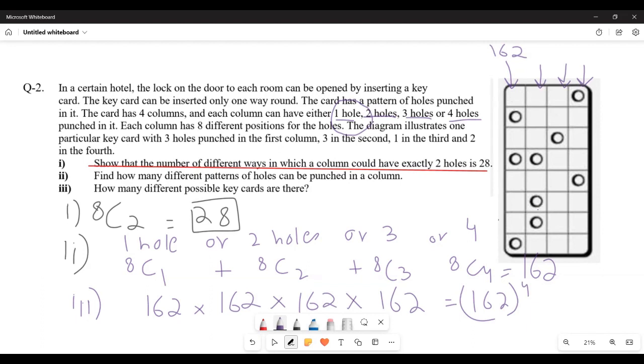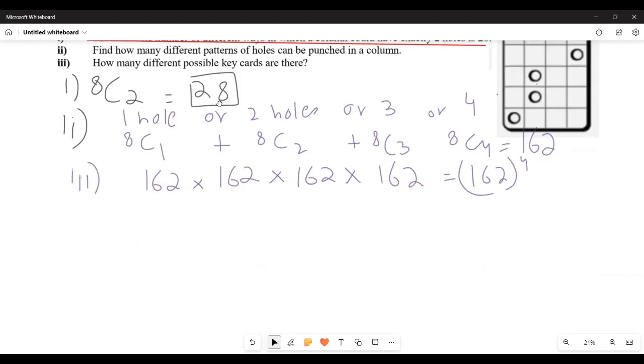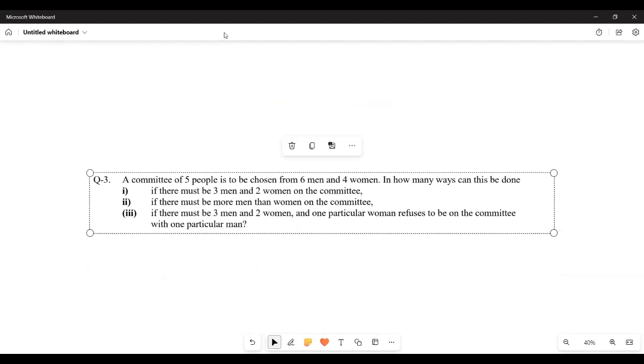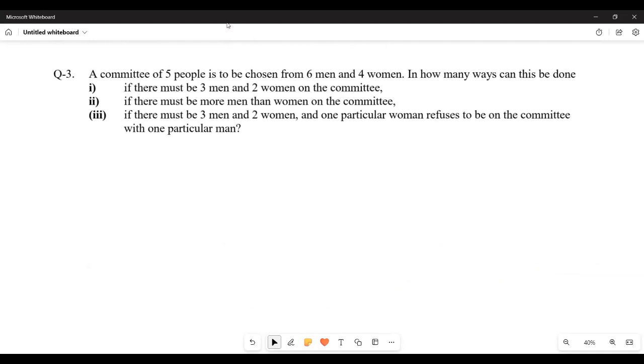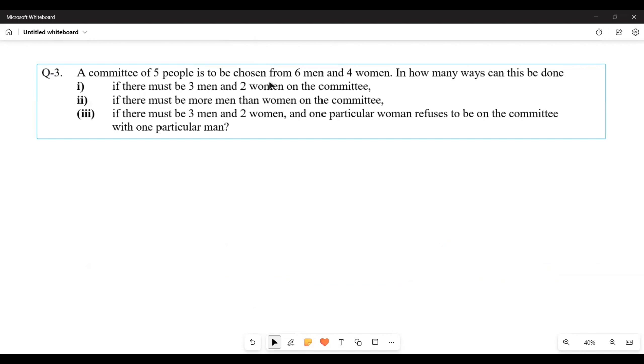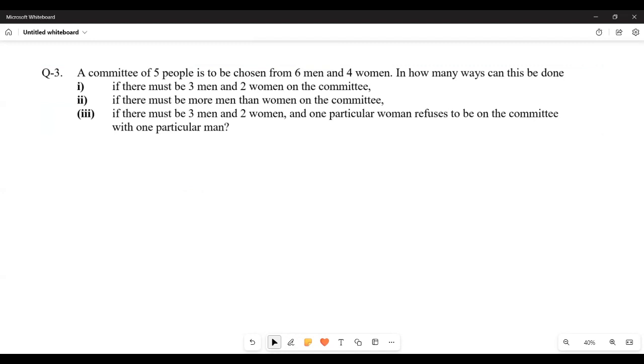Okay, moving on to question number 3. A committee of 5 people is to be chosen from 6 men and 4 women. In how many different ways can this be done? Okay. Chosen is your hint that it's nCr and not nPr. Okay. If there must be 3 men and 2 women on the committee.